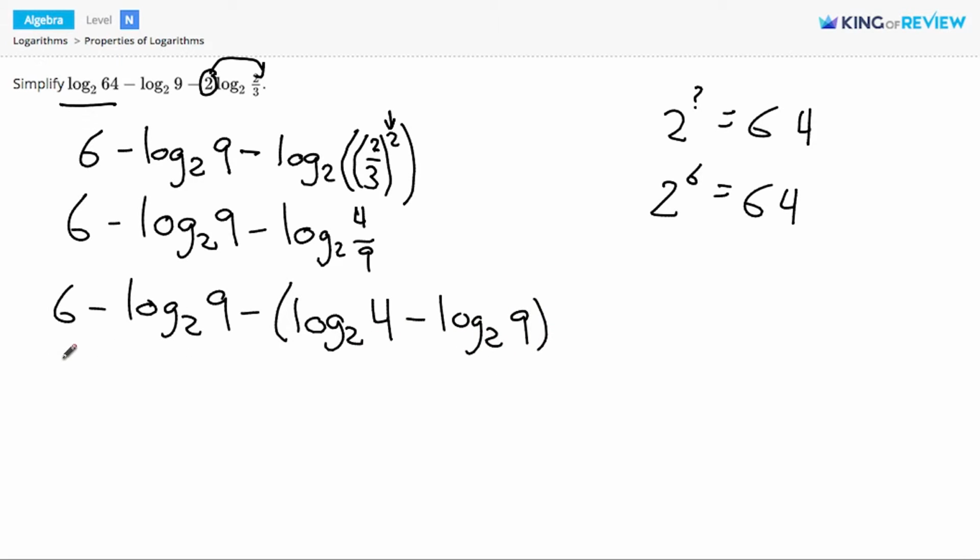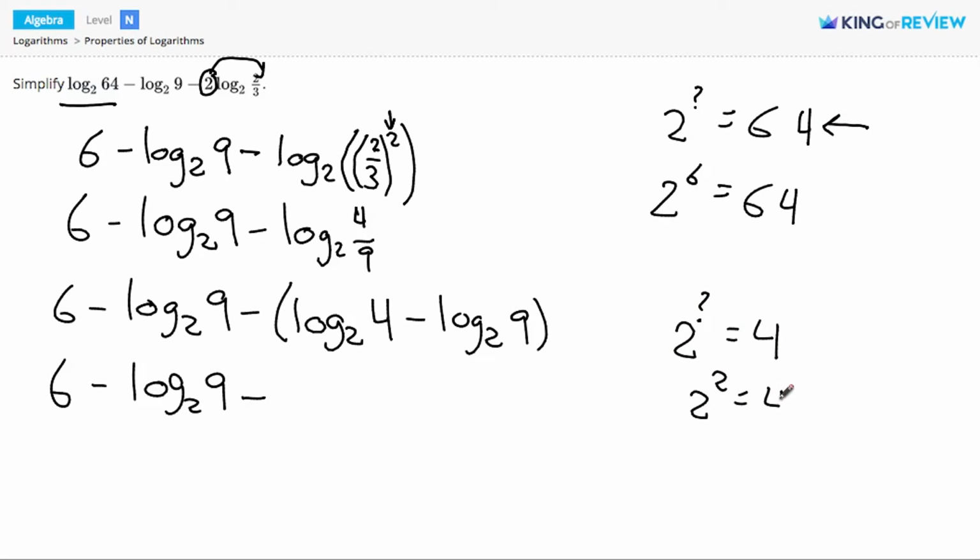Well, let's see here. We have 6 minus the log base 2 of 9 minus, now the log base 2 of 4 asks us a similar question to the log base 2 of 64. It's asking us, what power do you put on 2 to make it equal to 4? And we know that since 2 squared is equal to 4, the log base 2 of 4 is just 2. Now we still have the log base 2 of 9 sitting over here, but since we were subtracting, and the log base 2 of 9 was a negative, a negative times a negative equals a positive, so we have a positive log base 2 of 9.